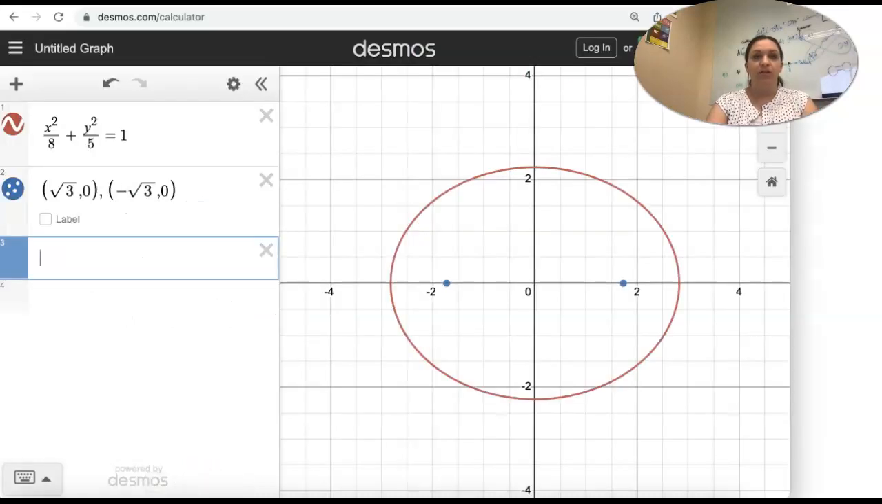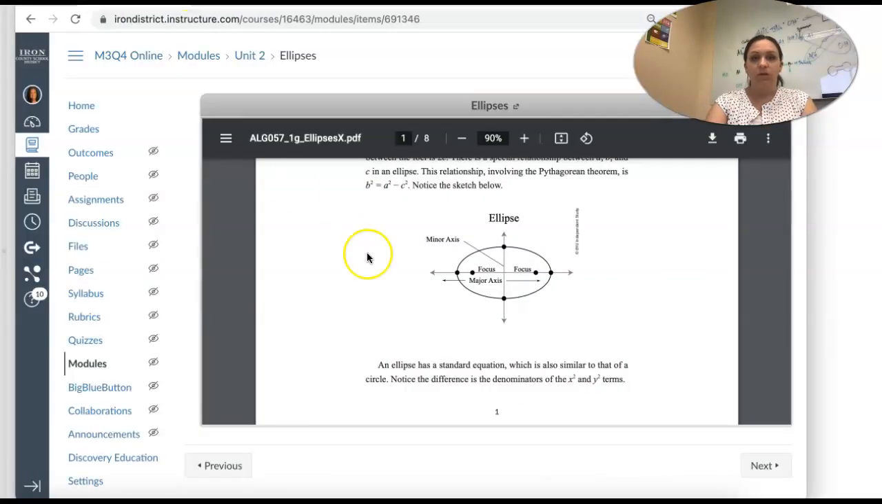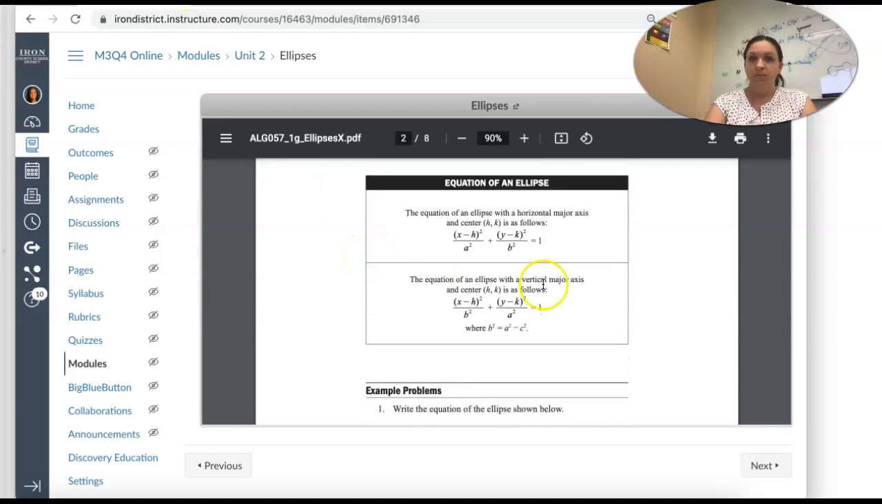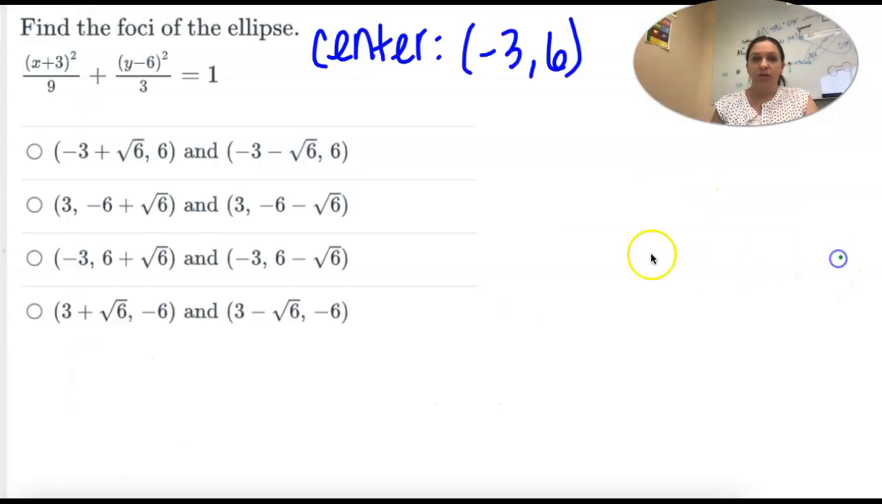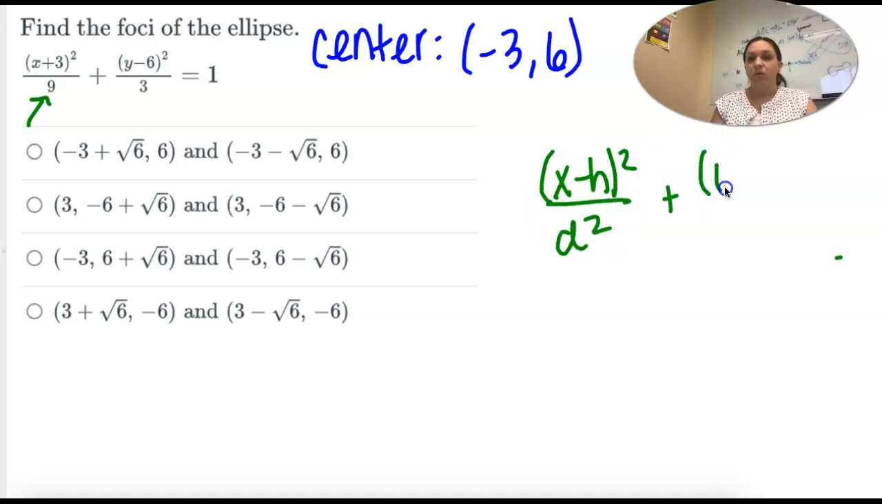Let me see if you have them in your notes. You should. So here's your standard form. Let's see where the bigger number is. It's under x, so that means it's transverse along the x-axis, or the main axis is the x-axis. So our equation is x minus h squared over a squared plus y minus k squared over b squared equals 1. That's just like a circle, except now we're dividing by these other numbers.